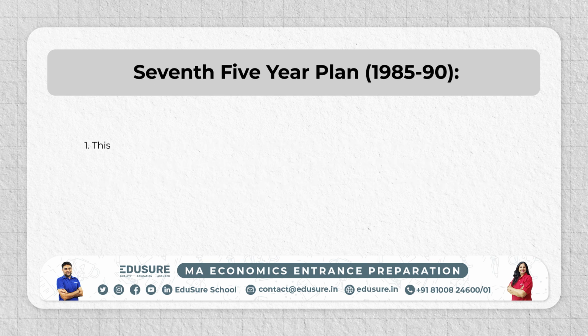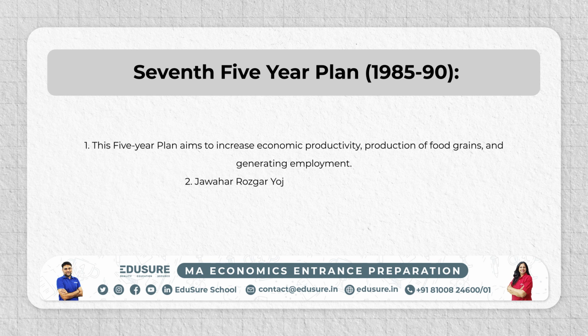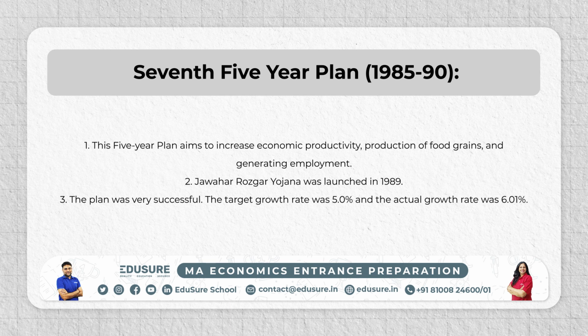Seventh Five-Year Plan, 1985 to 1990. This Five-Year Plan aimed to increase economic productivity, production of food grains, and generating employment. Jawahar Rozgar Yojana was launched in 1989. The plan was very successful. The target growth rate was 5% and the actual growth rate was 6.01%.